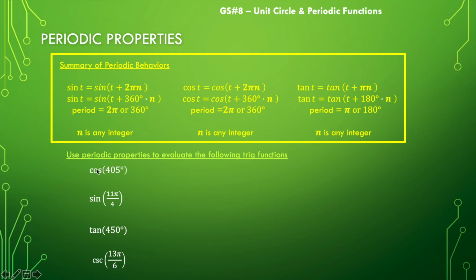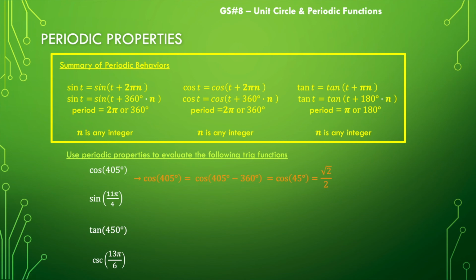So how do we use those periodic properties? We are going to think of things that have the same cosine by using the periodic properties. The cosine of 405 degrees will be the same as the cosine of 405 minus 360 degrees, because if I put a -1 in here for n, I will be subtracting 360 degrees. So the cosine of 405 degrees is equal to the cosine of 405 degrees minus 360 degrees, which is the same as the cosine of 45 degrees.